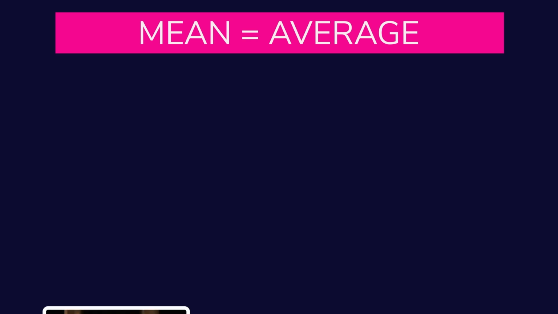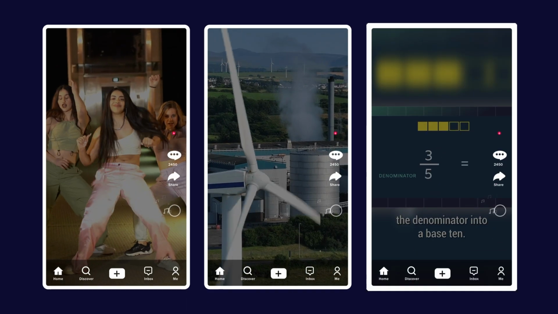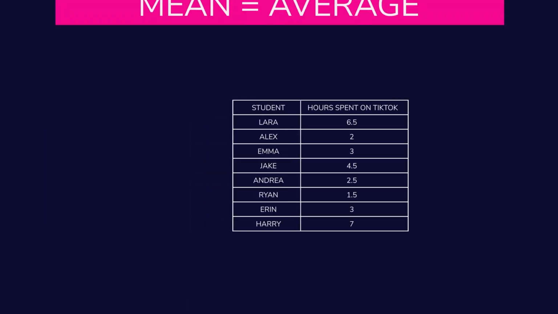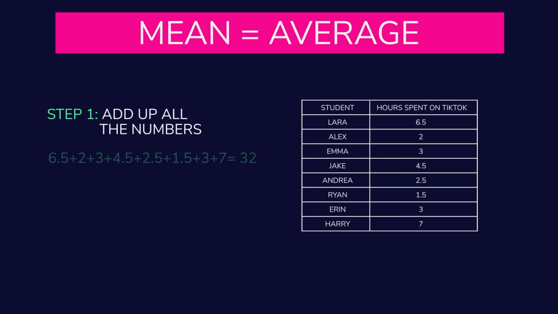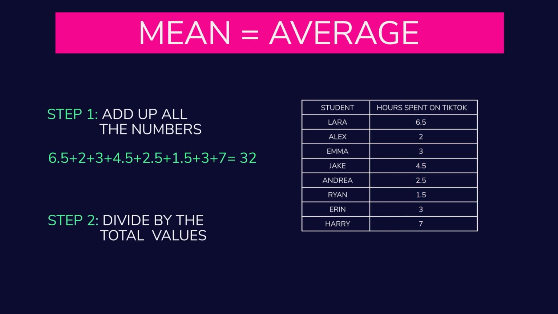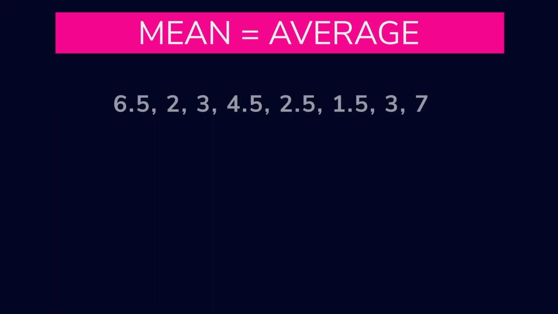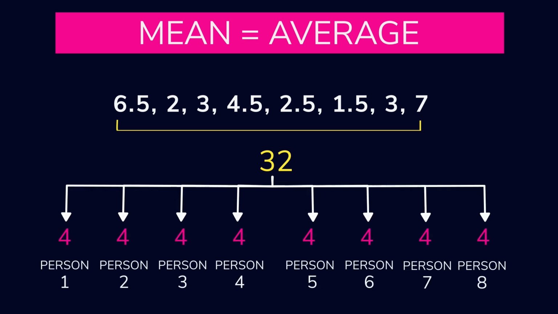Let's assume we collect realistic screen time data spent on TikTok in hours from 8 students. Step 1. Add them up. The total is 32. Step 2. Divide by how many numbers you have. 32 divided by 8 equals 4. So, the mean, or average, is 4. The mean helps us smooth out differences and find a central value. Think of it like taking all the different numbers and spreading them out evenly.